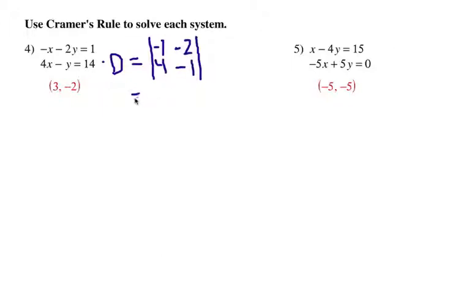All right, so what that's going to be, of course, is multiply the diagonal there, which will be a positive 1, and then subtract the product of the other diagonals, which is a negative 8. And that is going to give us, notice the sign change there, that should be 9.